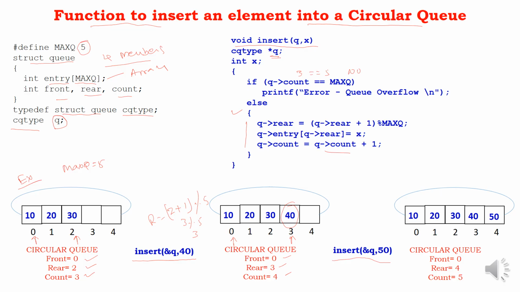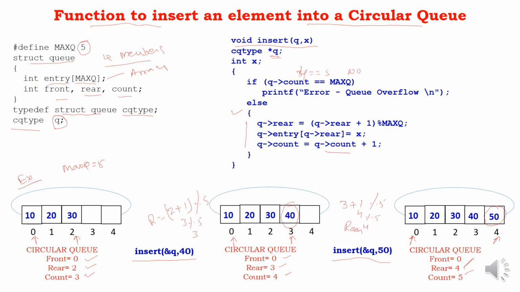X is 50. Now is count equivalent to max q? What is count? Count is 4. Is 4 equivalent to 5? No. So again these 3 statements will get executed. What is rear? Rear is rear plus 1 mod max q. Rear is 3. 3 plus 1 mod 5. 4 mod 5, which is 4. So rear is 4. In the position of 4, you are trying to insert the element. Yes, that element is placed in position 4. So front is 0. Front is not changed. Rear is changed. And in the place of rear, the new element is placed.